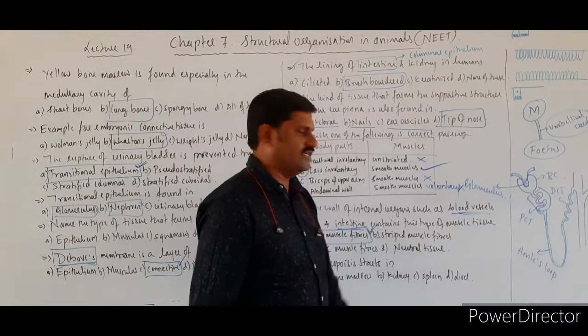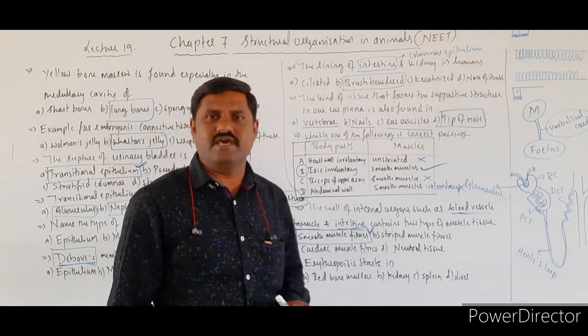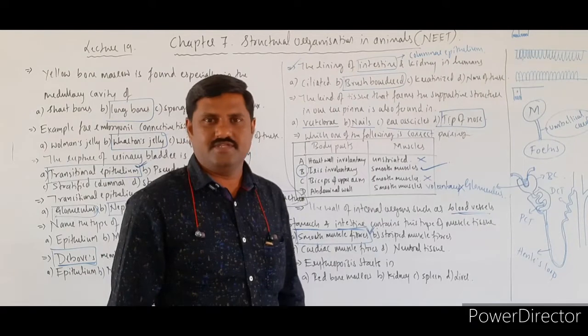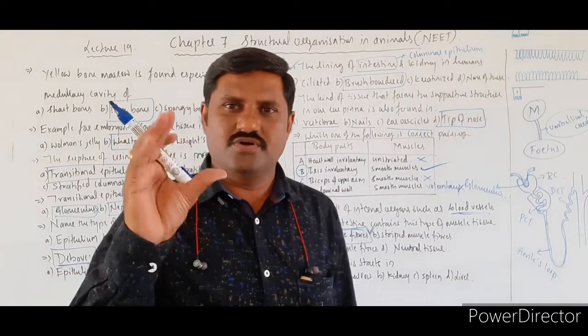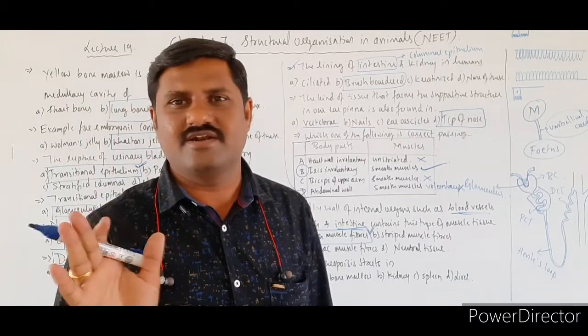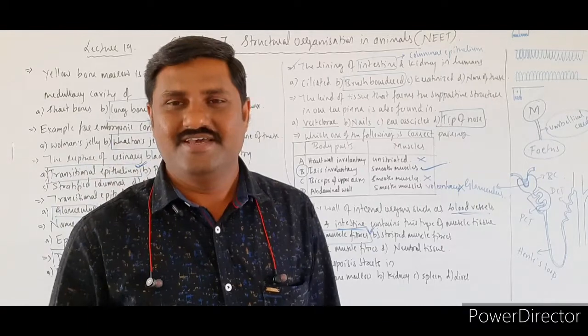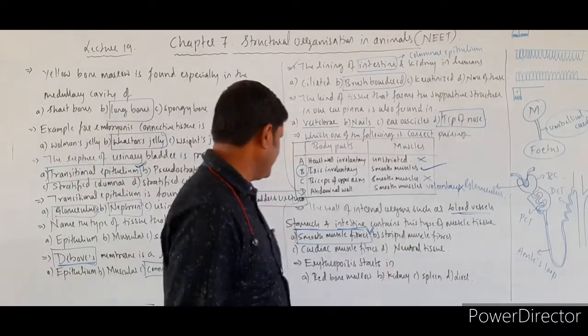Striped muscle fibers, he says. If these are striped ones, they are voluntary in nature. If you ordered your stomach as well as intestine to contract and relax, then only they contract and relax. But they are not listening to your orders. They are working on their own. That's why they are not striped muscles.